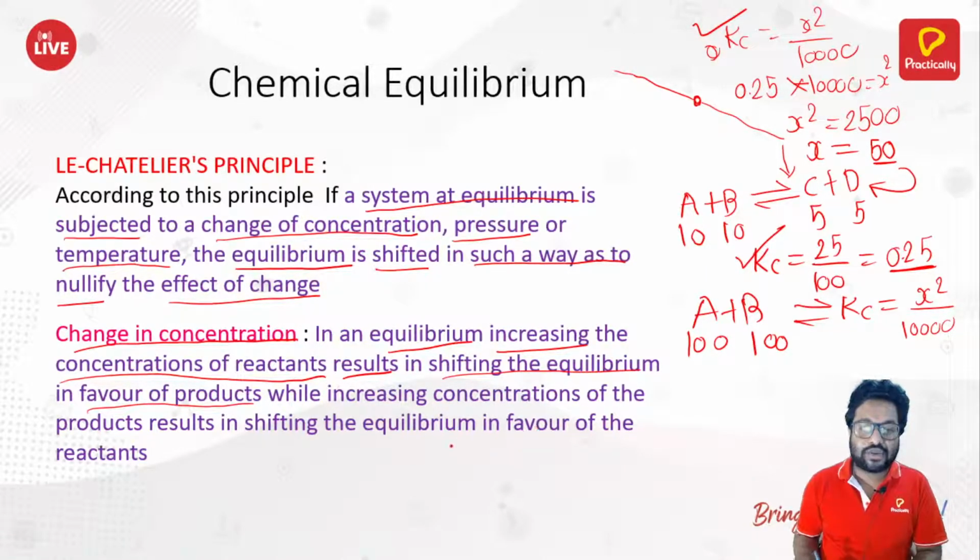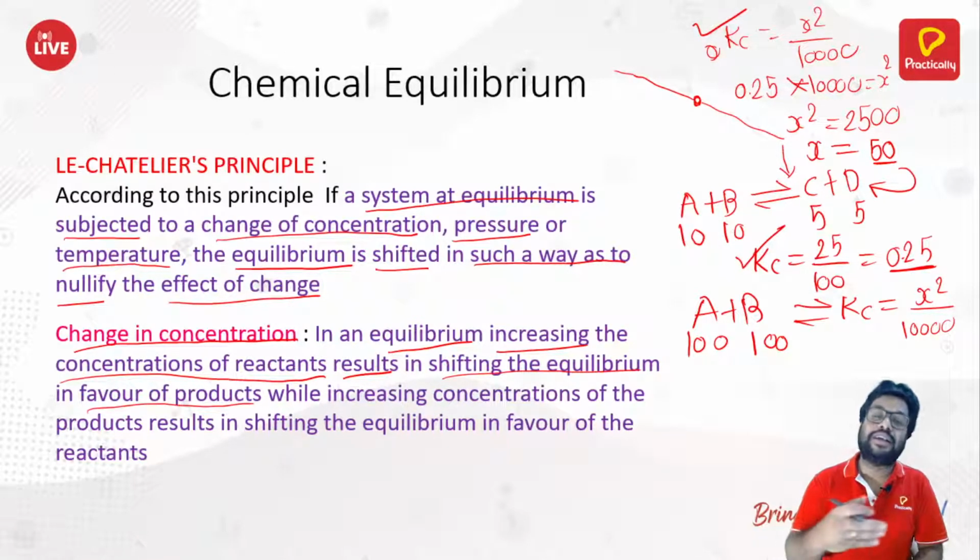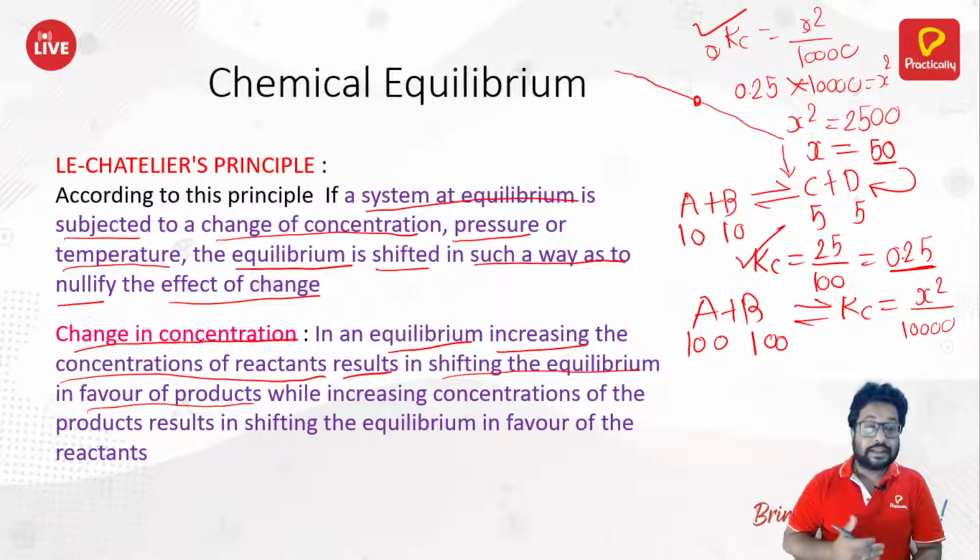Obviously, the reaction will try to go in the reverse direction in favor of the reactant. Because if you increase the concentration of a product, the reaction system will try to do what? It will try to decrease the concentration of the product, and in that case, it will try to go in the reverse direction. That is how Le Chatelier's principle works, especially when you are changing the concentration.